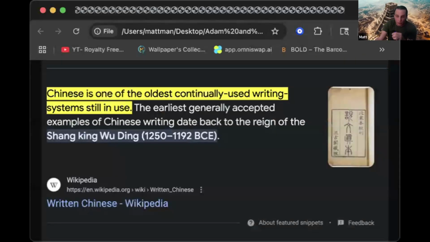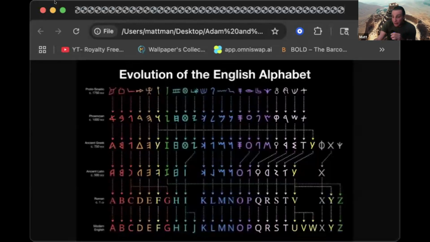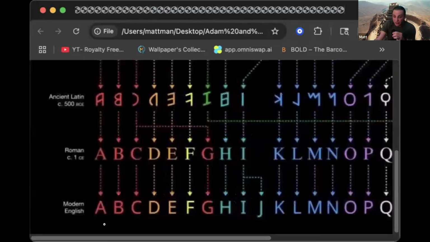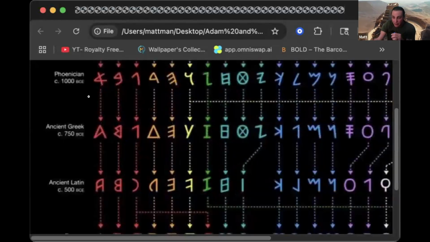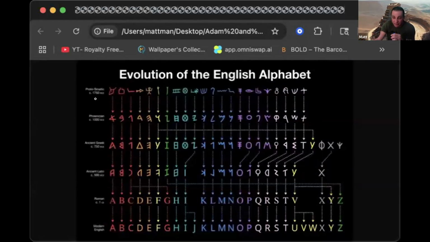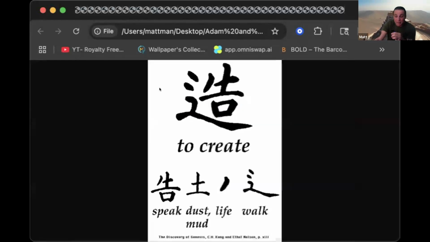Let's get into the oldest writing system. Chinese would be the oldest continuous writing system in the world today. So our writing system has changed dramatically. Look at this. We're down here, the modern alphabet. Then we go back to Rome, ancient Latin, and then we go to the ancient Greek, and then Phoenician, and then Paleo-Hebrew. That's how much ours has changed. And the oldest still has that mathematical system built into it. Fascinating. But let's look at the Chinese word to create.